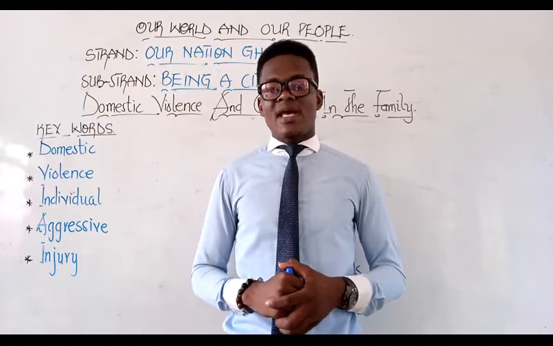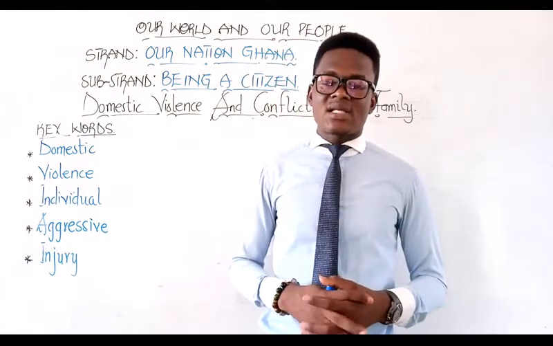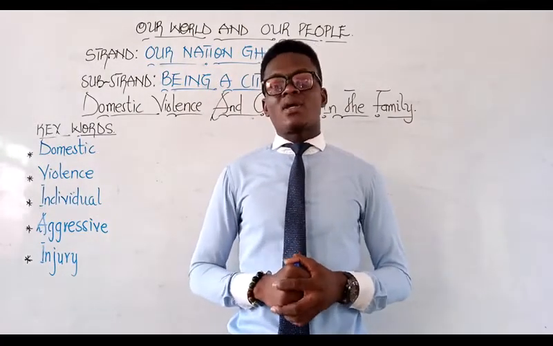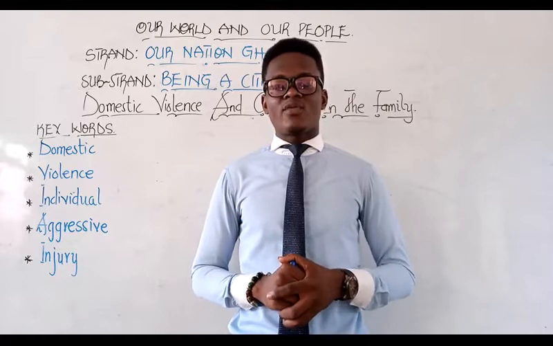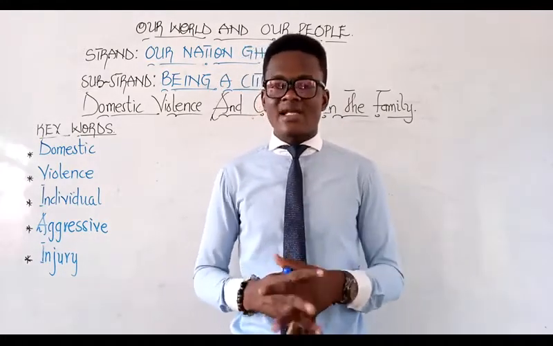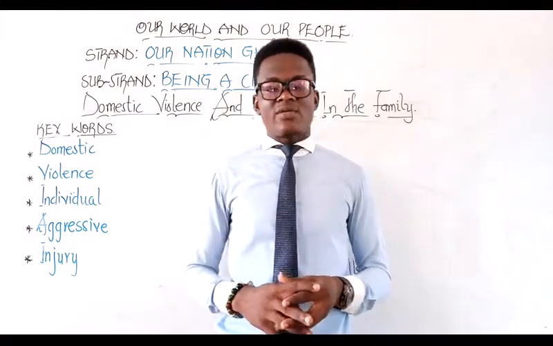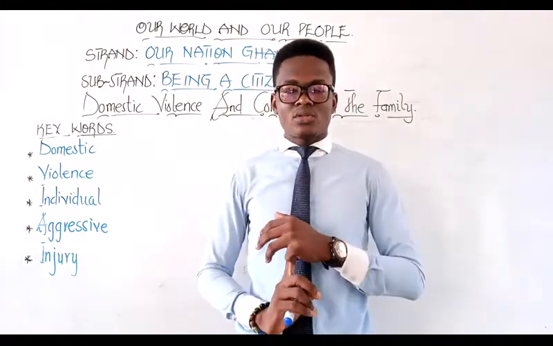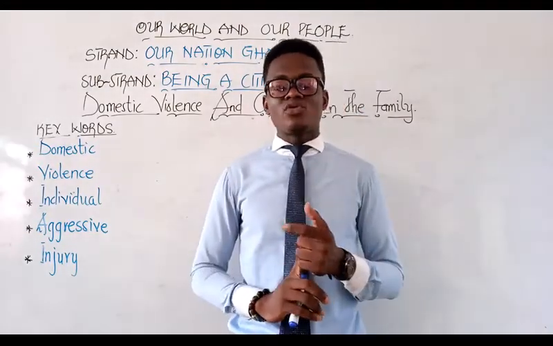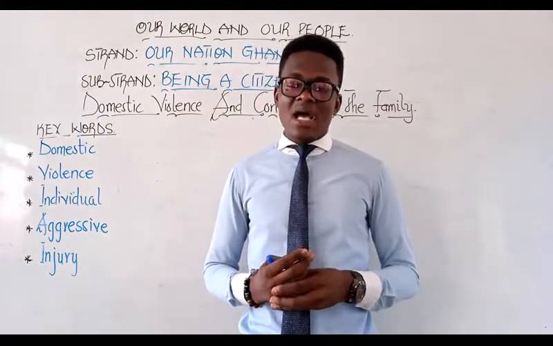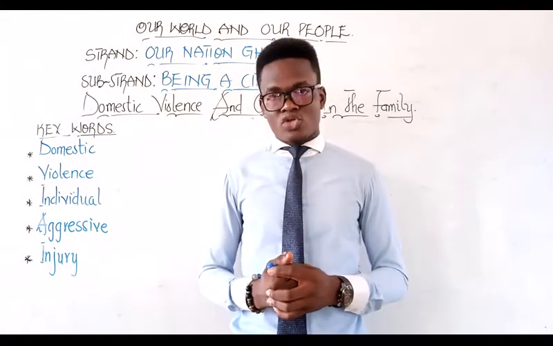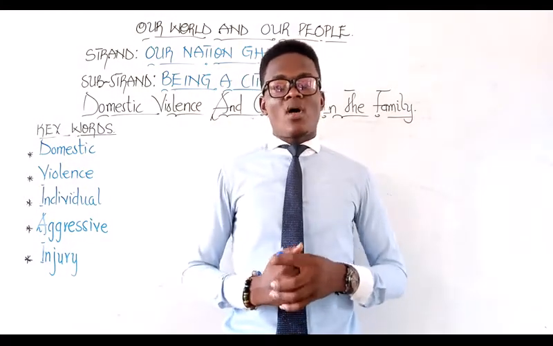Okay, so let's quickly wrap up. We've learned that domestic violence is any act a member of a family commits against another member of the same family which causes pain and injury to the victim. And we made mention of the types of domestic violence. We said we have what? Verbal abuse, we have sexual abuse, we have physical abuse, we have emotional abuse, as well as what? Economic abuse.